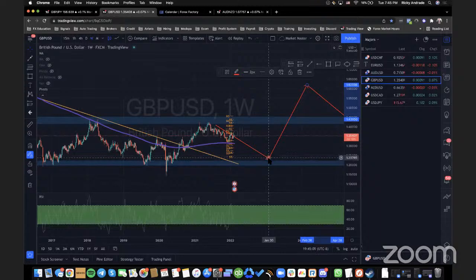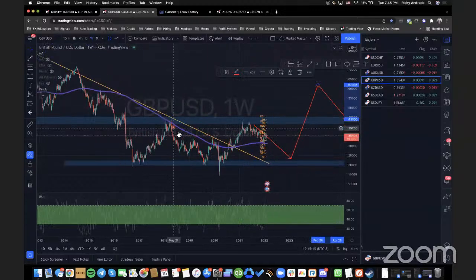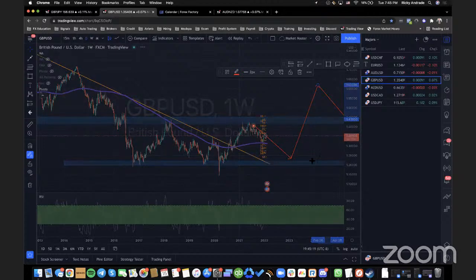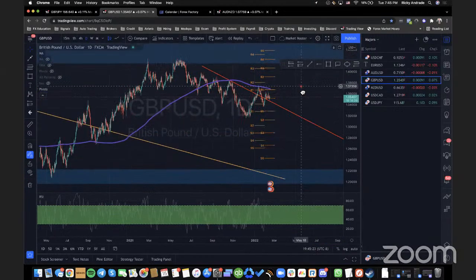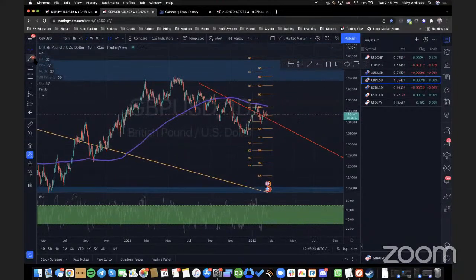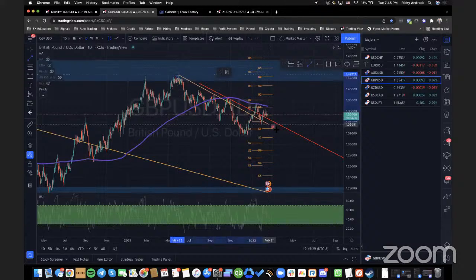Now it might not even drop all the way down here, just from what I'm seeing with the 200 MA on the weekly. It's hitting here and then it broke out, hitting support on this side. So then it's hitting resistance here. Mixed. Okay. Dropping down.